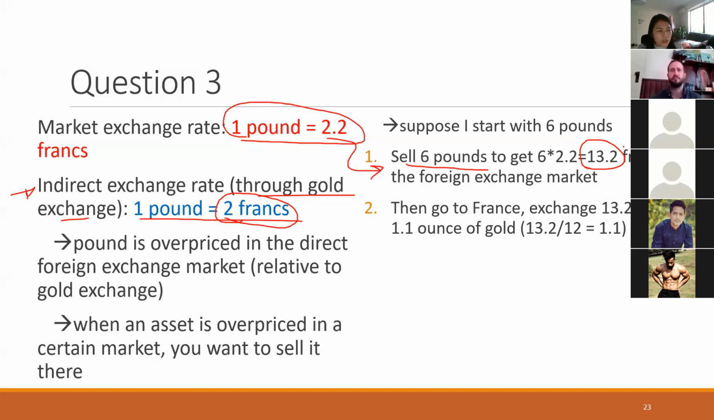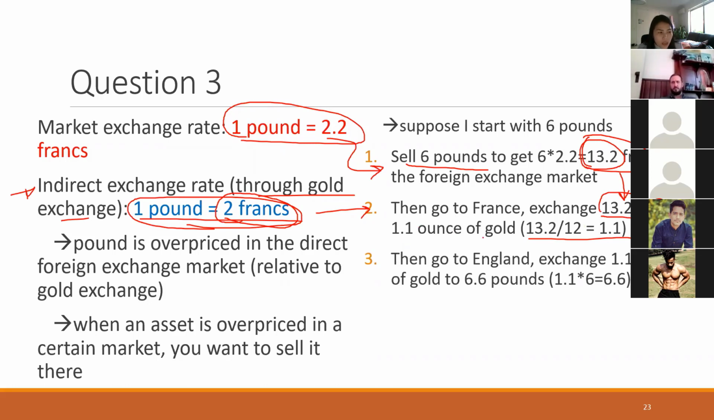Second, I'm going to be buying the pounds at 2 francs through the gold exchange. What I'm going to do next is exchange the francs that I obtained from the first step into gold. For every ounce of gold, I need to pay 12 francs. So if I have 13.2 francs, the amount of gold that I'm going to get is 1.1 ounces.